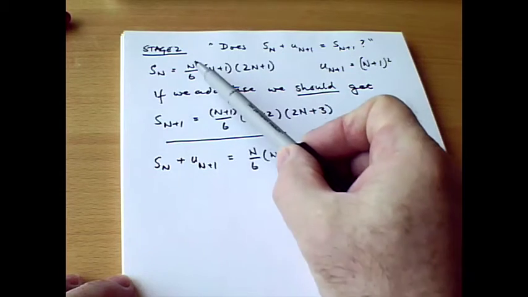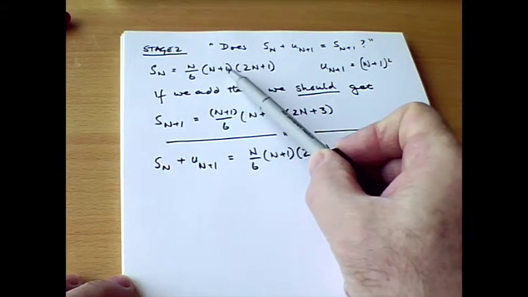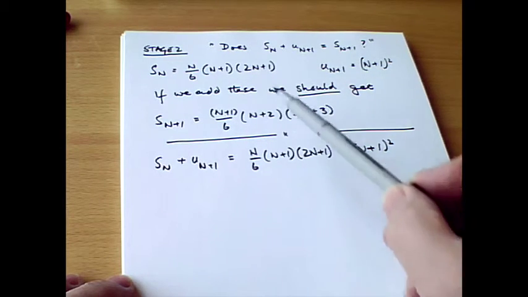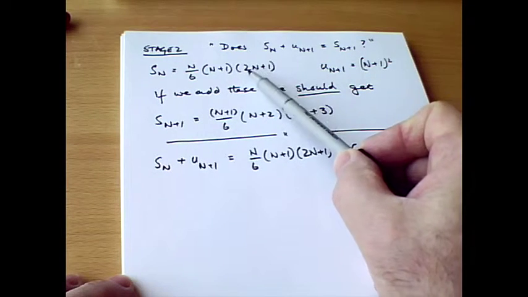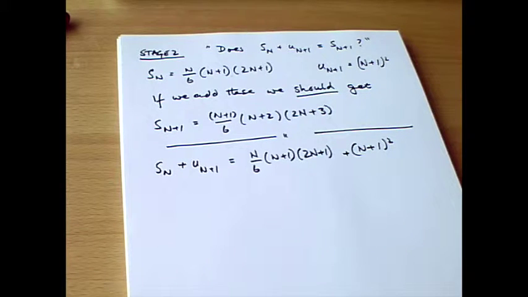What's happened here is I've taken the n and written n plus 1. n plus 1 is n plus 2, and two lots of n plus 1, that's 2n plus 2, plus another one is 2n plus 3. If we add these two terms, we should get that one. So let's see what happens.